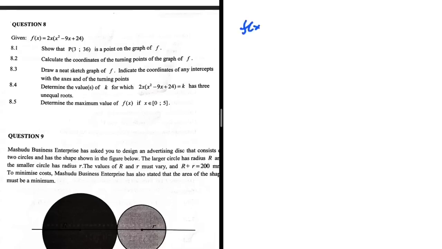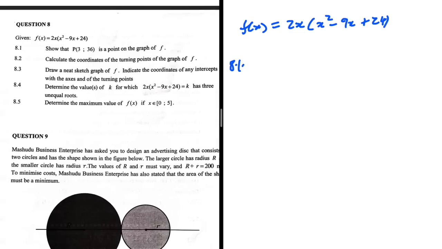Given f of x equals 2x multiplied by (x squared minus 9x plus 24). 8.1, show that P, where the x coordinate is 3 and the y coordinate is 36, is a point on the graph of f. 2 marks, quite surprising. So we're interested in P with coordinates 3 and 36. If it is a point on f, when we substitute 3, we are supposed to get 36.